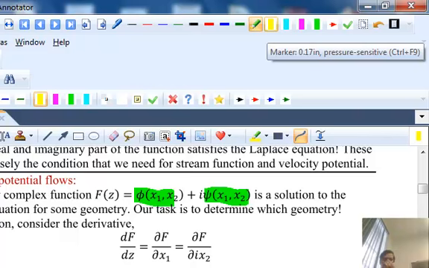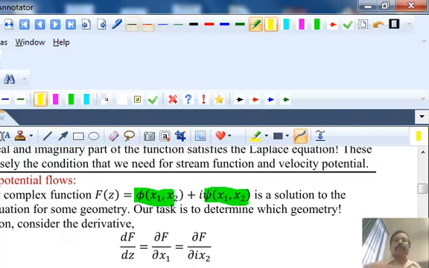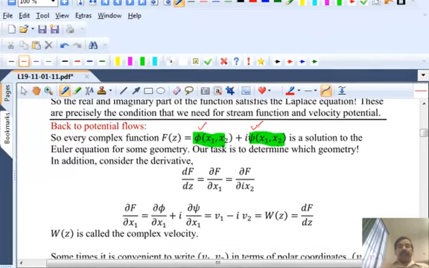Okay. So to summarize, take any complex function that is analytic, that means it has continuous derivatives, no discontinuities in the function, and separate it into real and imaginary part. The real part will give you the potential function. The imaginary part will give you the stream function. And they will satisfy the Cauchy-Riemann condition, the Laplace equation, the Euler equation, the continuity equation, everything.